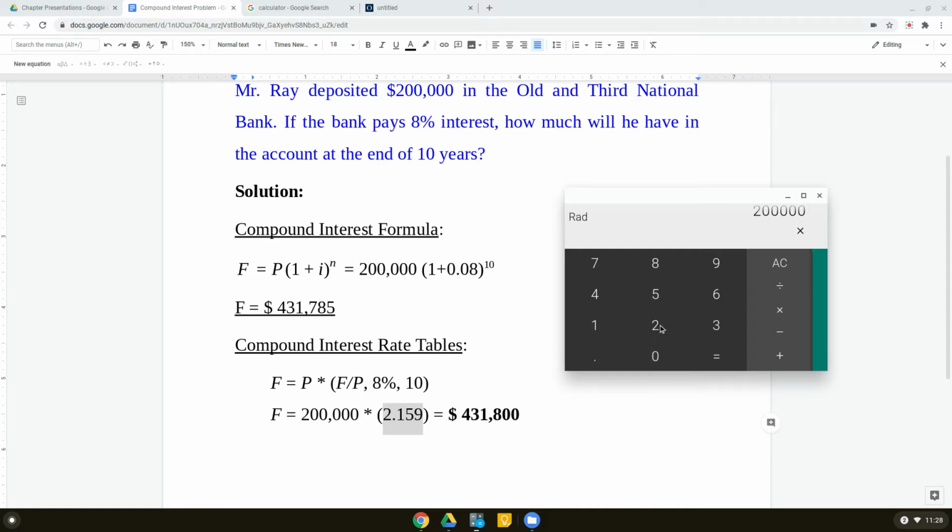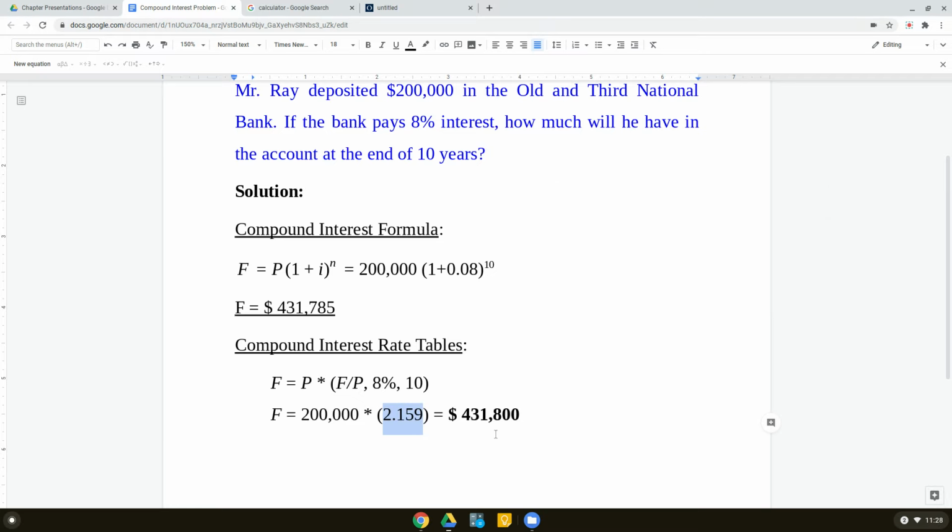2.159. So if you do this multiplication, let me quickly do it. 200,000 times 2.159, you're going to get 431,800. So you will see that there are some rounding errors. By using the compound interest formula, you are getting the most accurate answer, which is 431,785. And by using the compound interest rate table, you are getting 431,800. So this is the difference. When we are talking about hundreds of thousands of dollars, this $15 difference is just a rounding error between the two methods. Okay, so both answers would be correct.